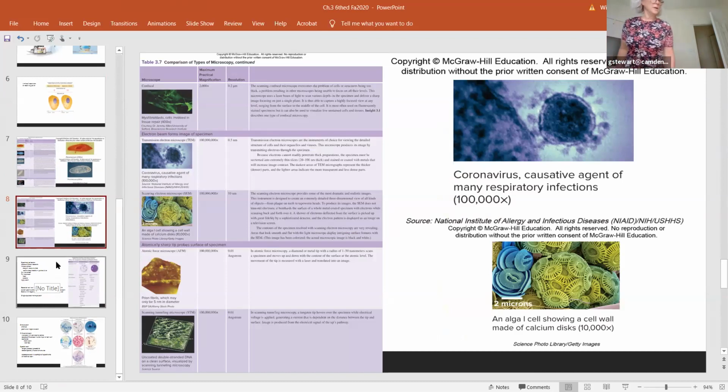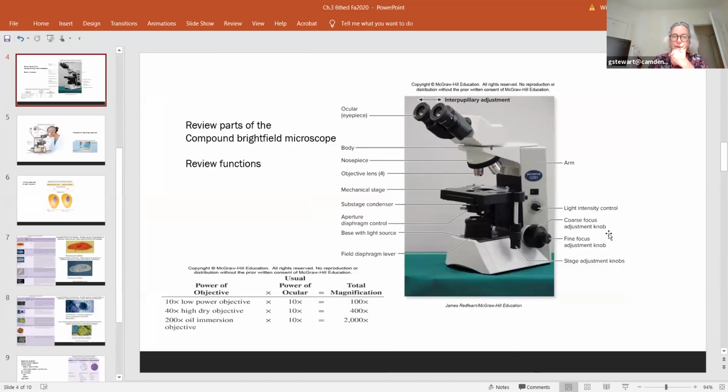All right, so now on to, or back to, the compound bright field microscope, this microscope.